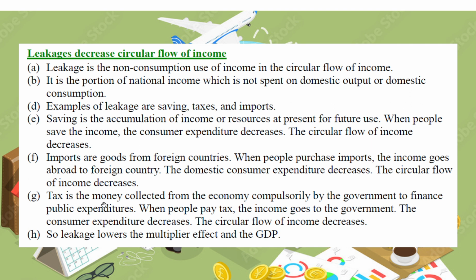Tax is the money collected by the government. It flows from the economy to the government. The government then does some spending to finance public expenditures, under the injection part. When people pay tax, the income goes to the government, the consumer expenditure decreases, and the circular flow of income decreases. So leakage lowers the multiplier effect and the GDP.